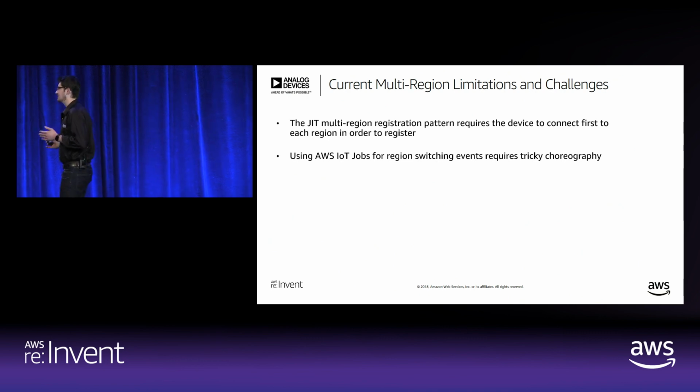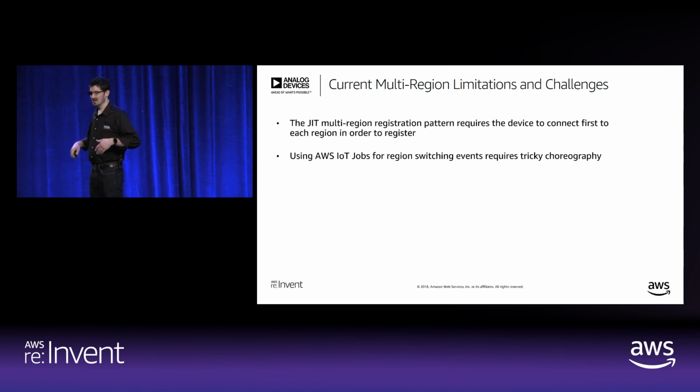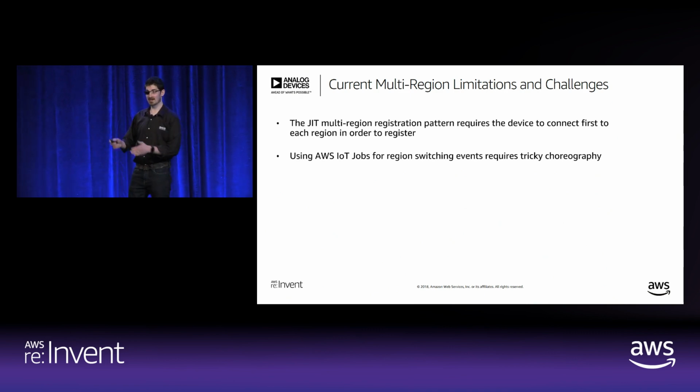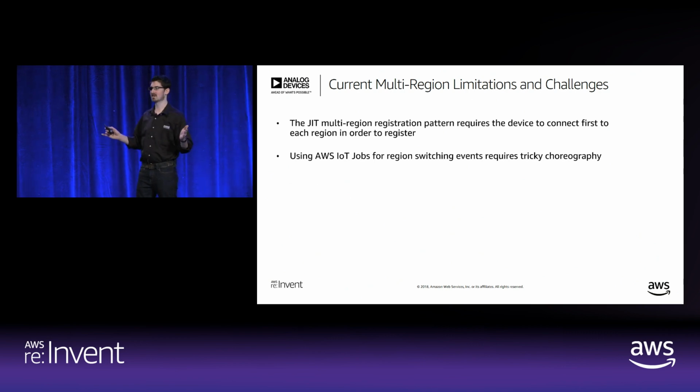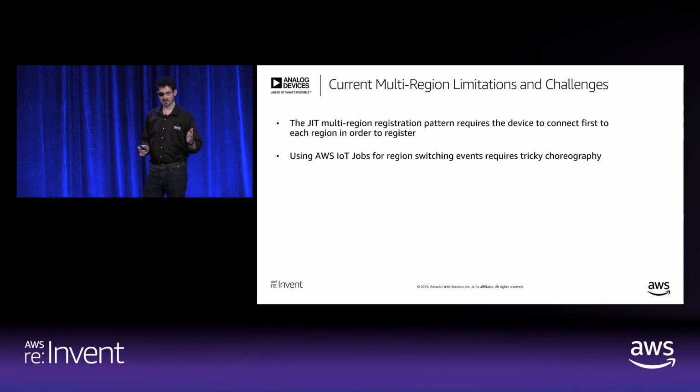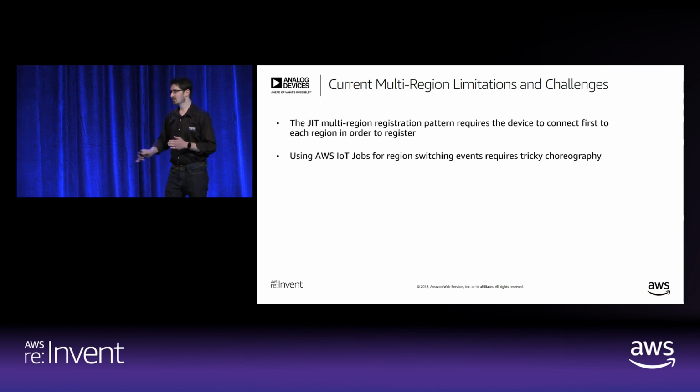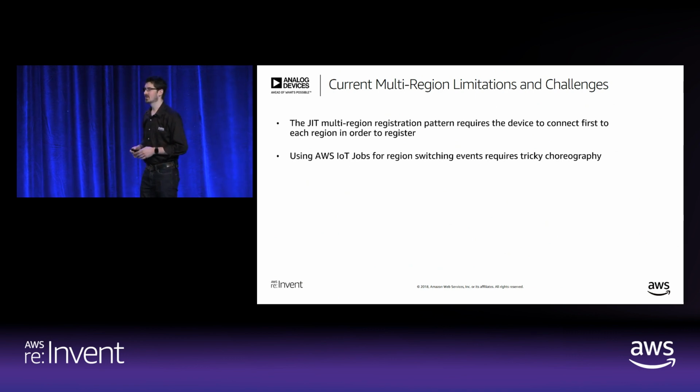Secondly, using IoT Jobs for region switching events does require a little bit of tricky choreography, and you might be able to imagine how this works. If I issue a job to a device telling it to cut over to a new region, that job exists in the source region, and I can't have my device mark it completed before switching regions because it hasn't done it yet. But as soon as the device does cut over to the new region, it can't easily report that job complete in the source region. A good solution is to have an MQTT topic in the destination region, which your device will publish to, and then in that destination region, a message will be forwarded completing that job in the source region to complete the circle.